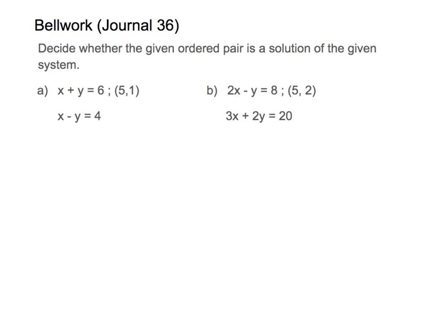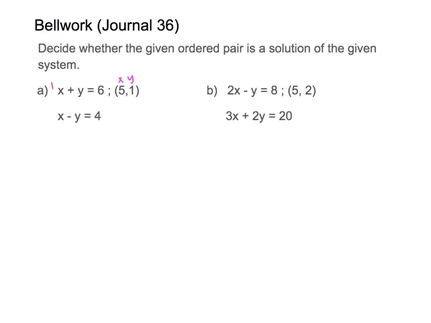Okay, so we're going to start off with this bell work here, and all it's asking you to do is to figure out if the ordered pair, so the coordinates right here, so we know coordinates are x and y values, and it wants to know, based off these two equations, is this coordinate a solution? Meaning, is it true to the equation?